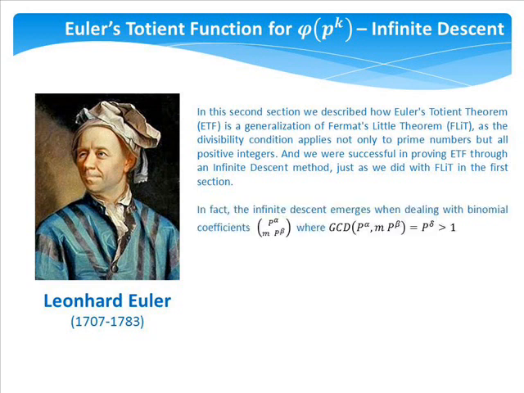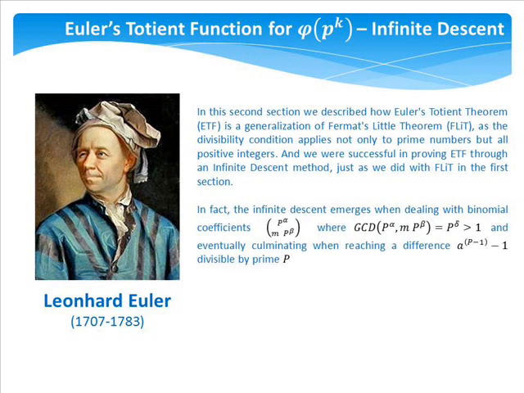In fact, the infinite descent emerges when dealing with binomial coefficients. Binomial p raised to alpha, choose m times p raised to beta, where the greatest common divisor of p raised to alpha and m times p raised to beta is a power of p, and eventually culminating when reaching a difference a raised to p minus 1 divisible by prime p, which we already know is true as that's the established divisibility condition for Fermat's little theorem.